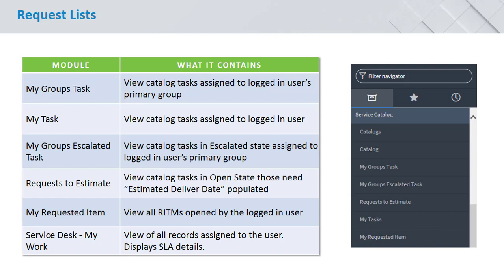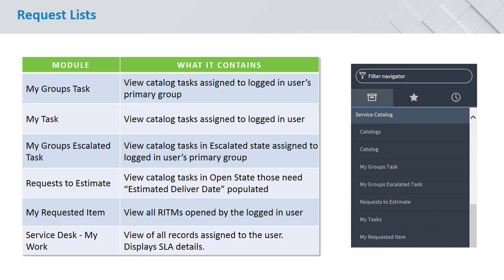When a general request is submitted, there are no approvals, so it is directly assigned to the assignment group with the state of open. A member of the fulfillment team must review the request to ensure it has proper documentation, populate the estimated delivery date, and add any necessary tasks. Requests pending this work can be found in the Request to Estimate list. While any member of the fulfillment team can provide the estimate, the fulfillment manager is accountable for ensuring the estimate is provided on time and accurately.